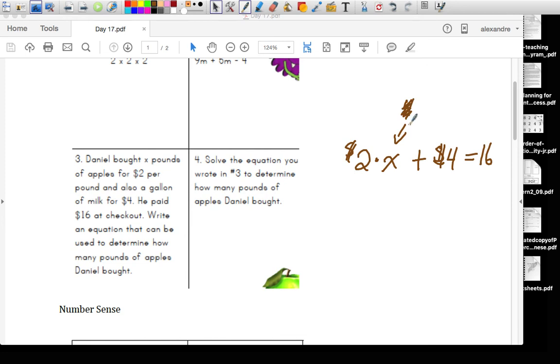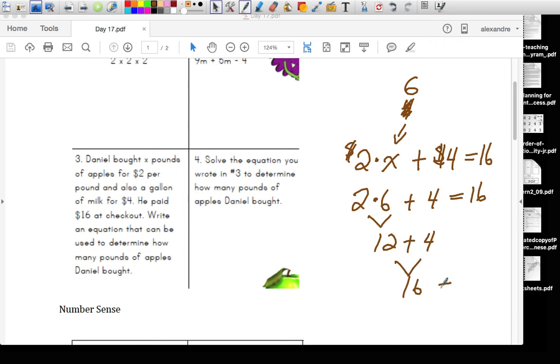Let's try 5. 5 times 2 is 10, plus 4 is 14. That doesn't work. Let's try 6. 6 seems to be the magic number. So if I put 2 times 6 plus 4 equals 16. 2 times 6 is 12 plus 4, and that equals 16, which is equal to 16 on the other side. So the solution to my problem is 6 pounds.